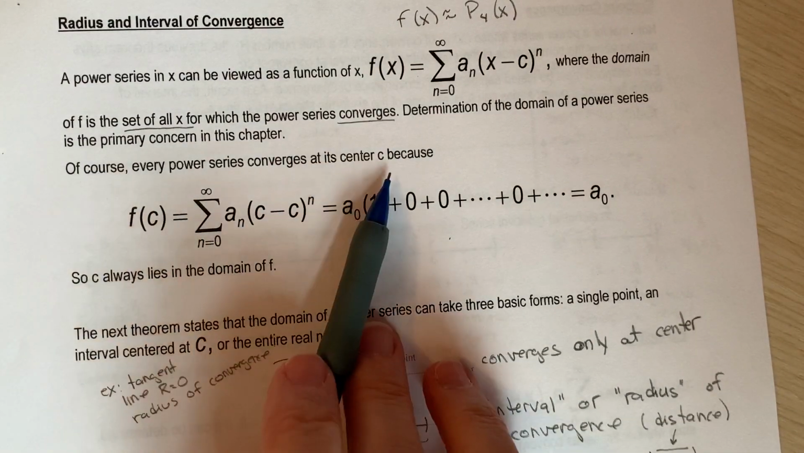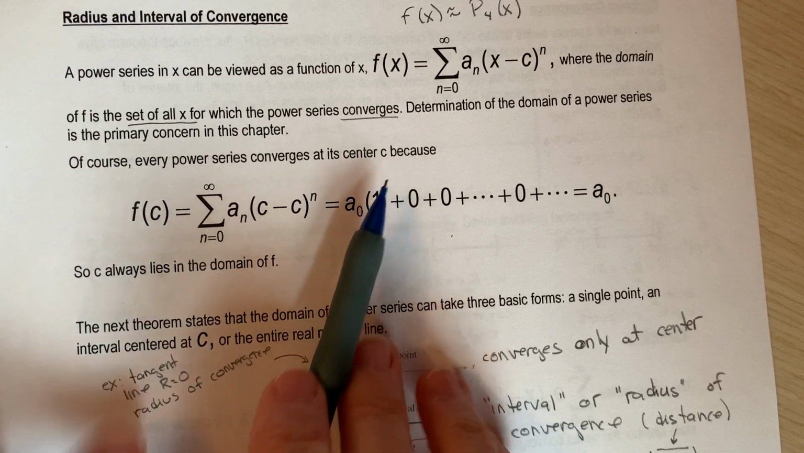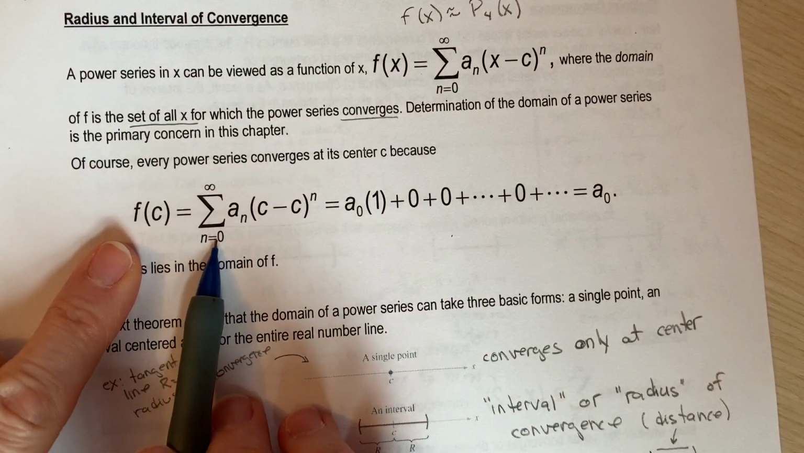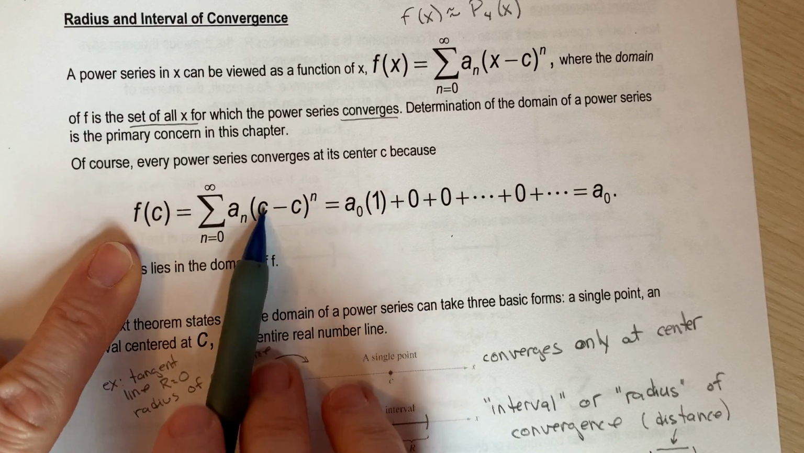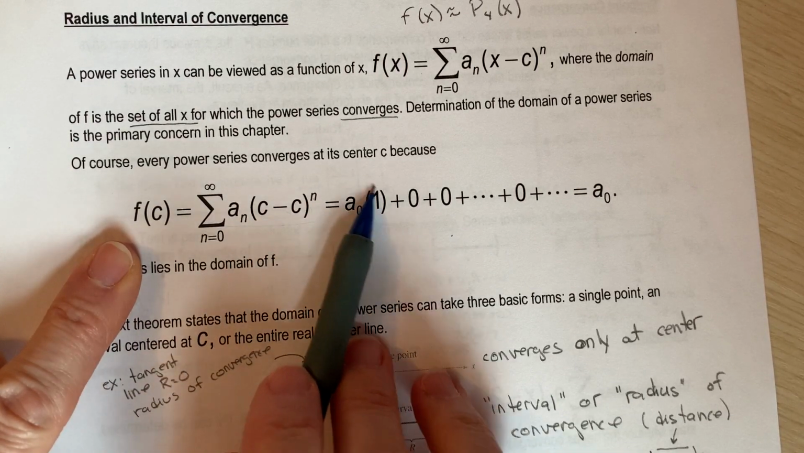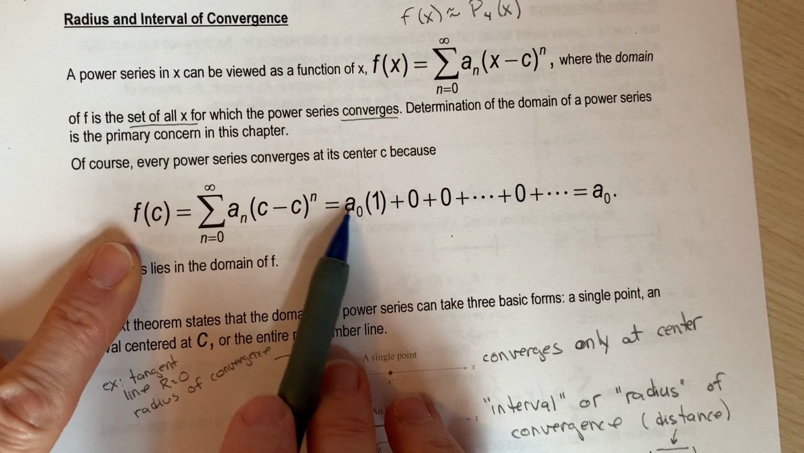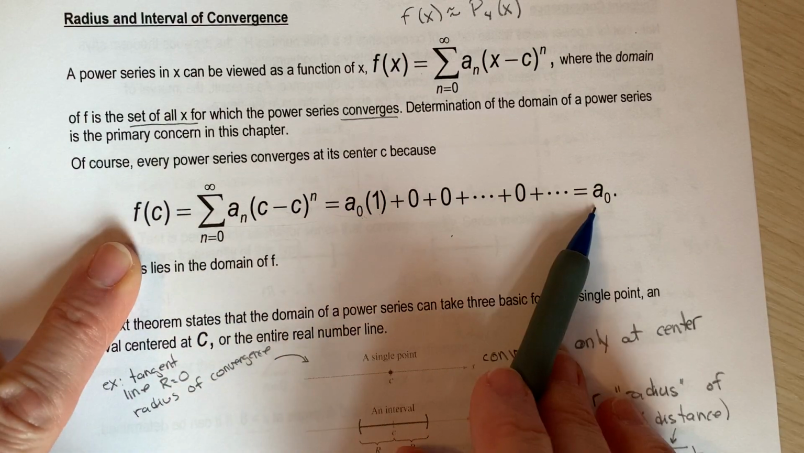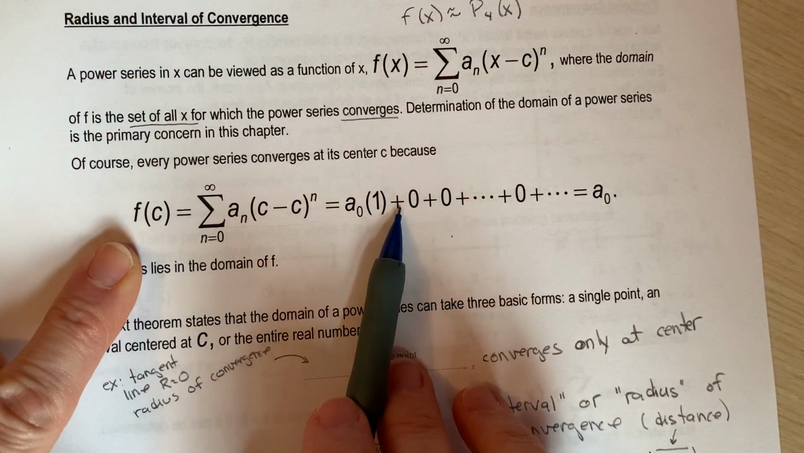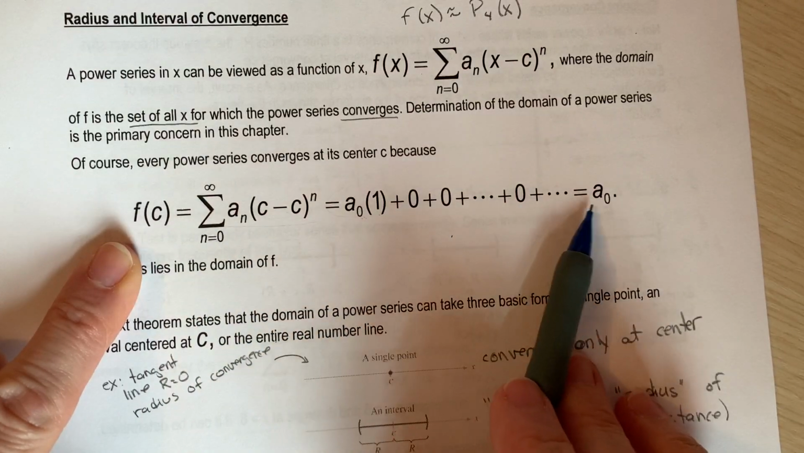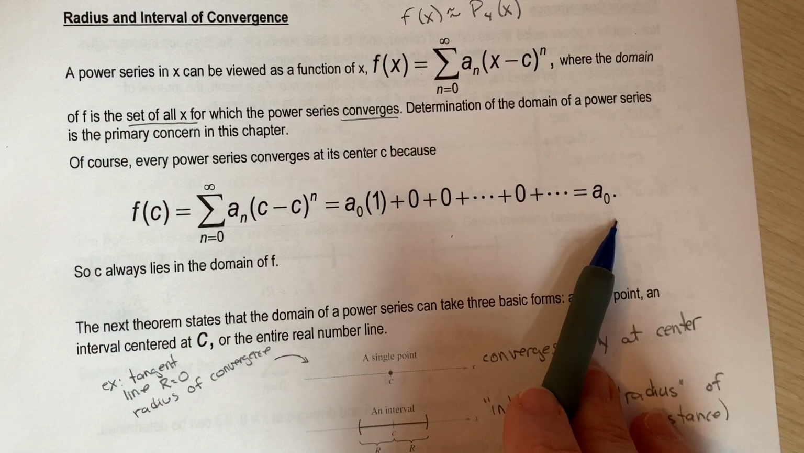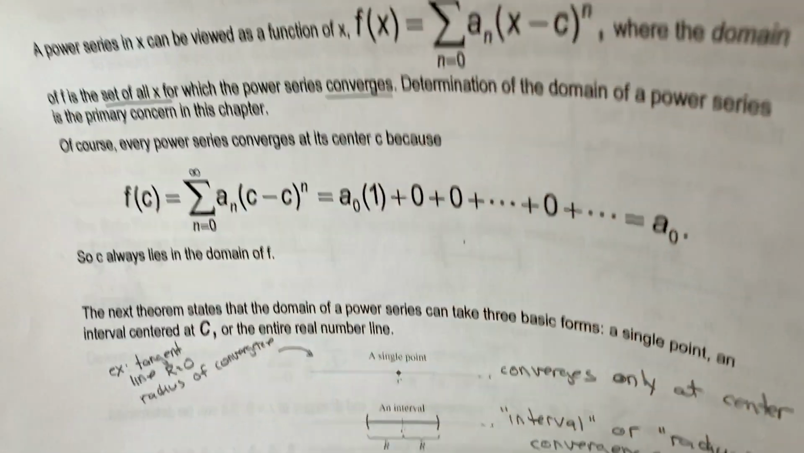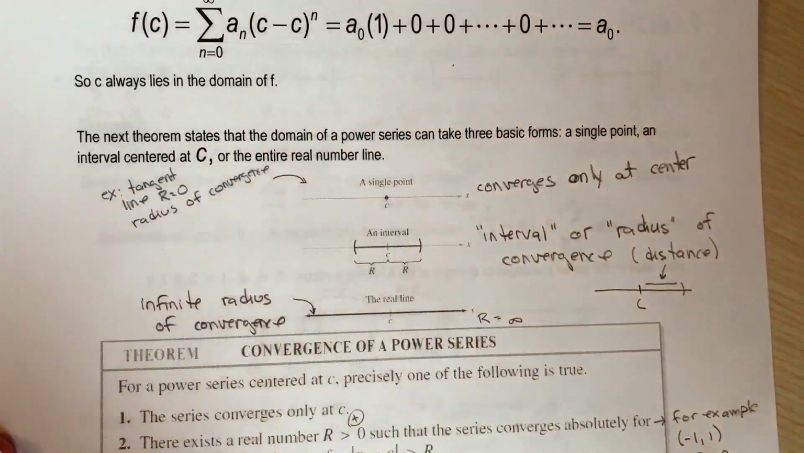So this says, of course, every power series converges at its center, because if you let n equal 0, if you put a 0 here, this would become 1, and you would just be left with this coefficient times 1. Every other term would become 0. So you're saying at its center, it's going to converge. Or at the x value that you choose, it's going to converge.